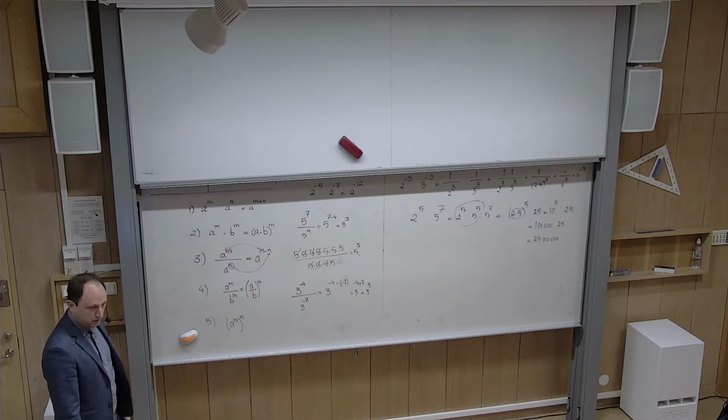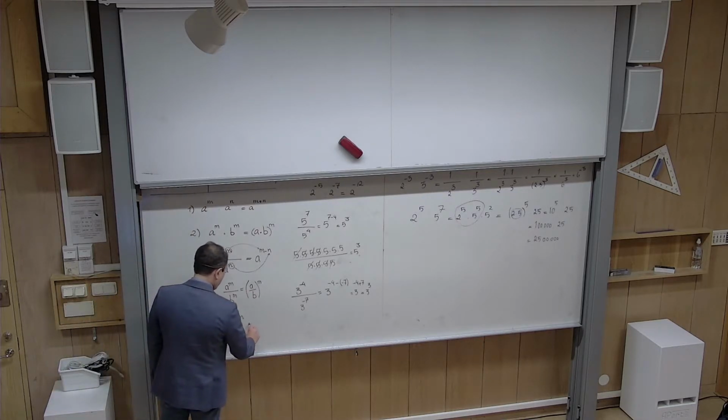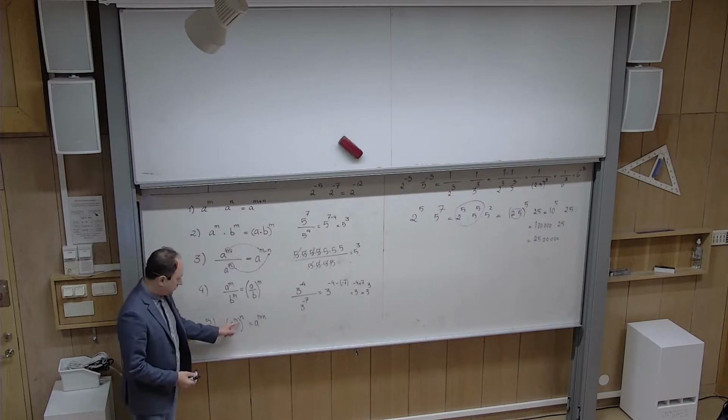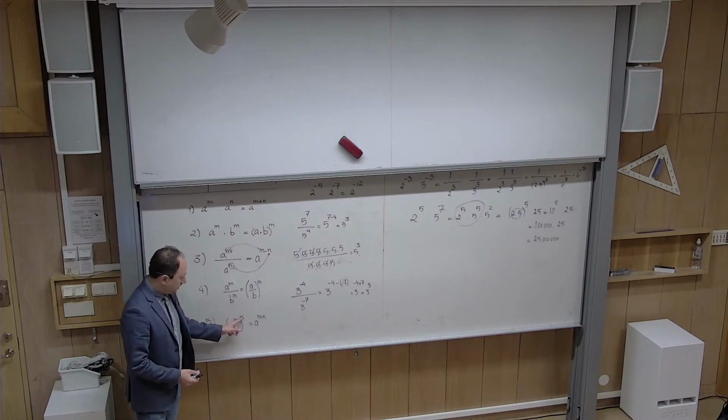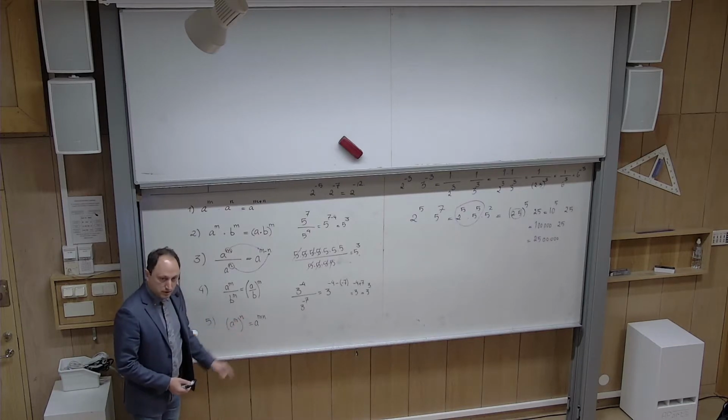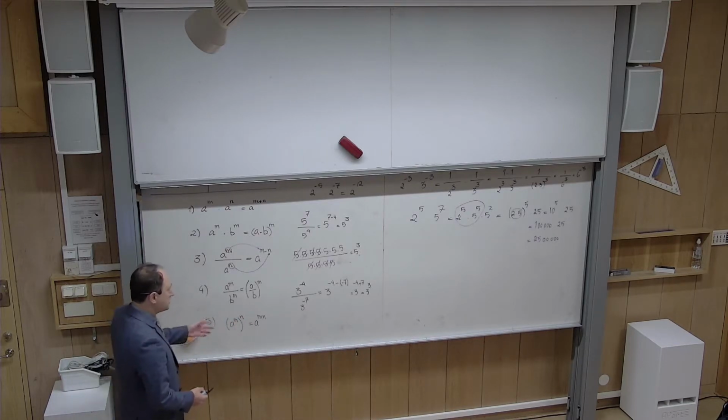M times n. Yes, that's the rule. So this becomes a to the power of m times n. So if I have a power and I decide to raise it to a new power, I can write the base and I can just multiply these exponents. Okay, let us understand why this is true.